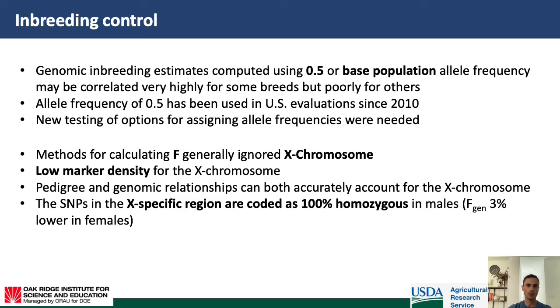To avoid these issues, most evaluations simply excluded the X chromosome, but in mating programs this can increase daughter inbreeding when two parents have the same X chromosome. And because marker density on the X chromosome is low on commercial chips, the effect on the accuracy of genomic prediction is almost zero. However, pedigree and genomic relationships can both account for the X chromosome, which is relevant for mating programs.